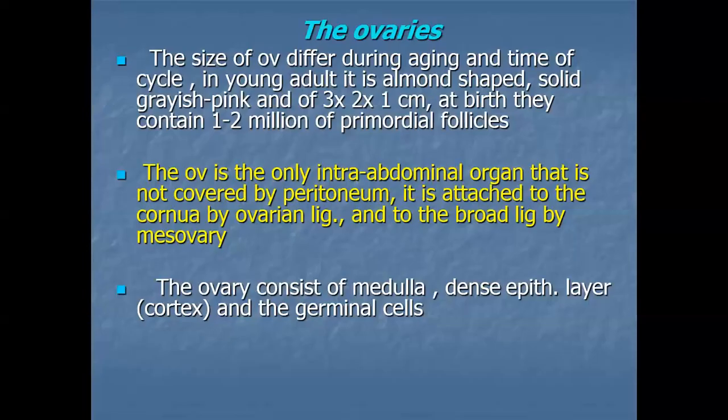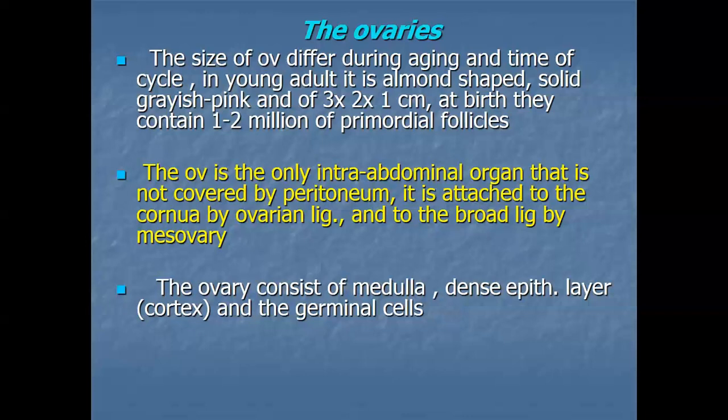The ovaries: each ovary is almond shaped, solid, grayish pinkish in color, about 3 centimeters in length by 2 centimeters in width and 1 centimeter in thickness. At birth, they contain, as we mentioned, 1 to 2 million primordial follicles, and these follicles, with development, become atretic and depleted till pubertal time. The ovary is the only intra-abdominal organ that is not covered by peritoneum.